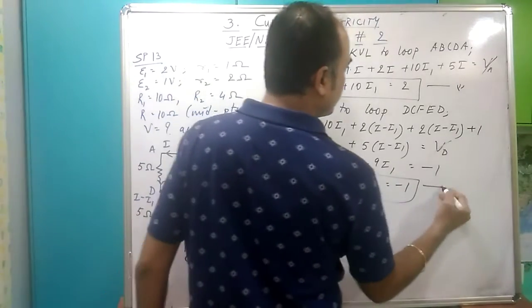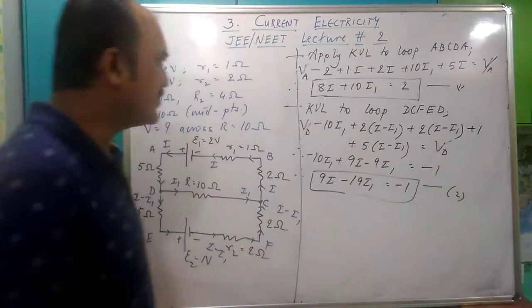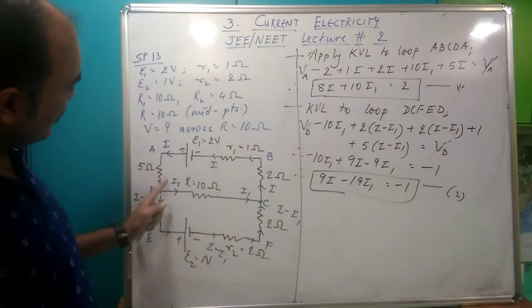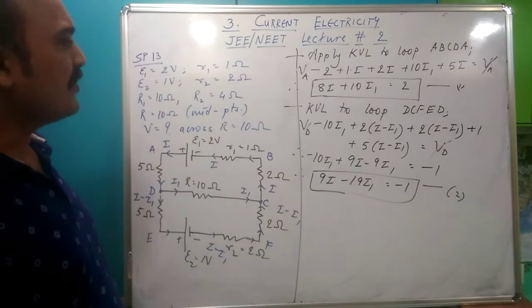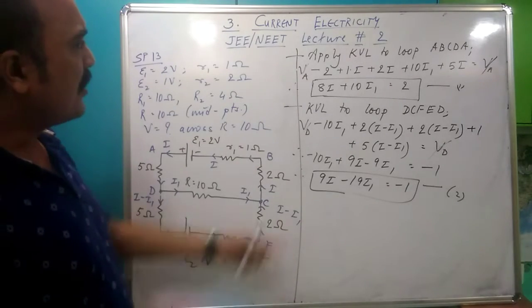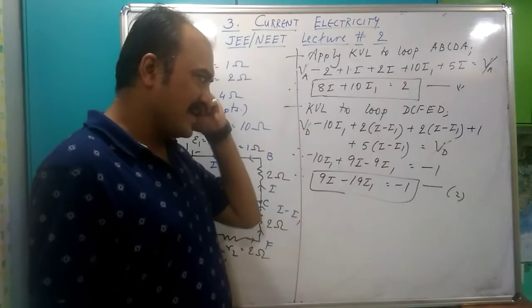Pretty rustled up numbers. Okay, first things first. What are we interested in finding? We are interested in finding I1, so we'll have to remove I. Now you can see this is 8I and this is 9I.